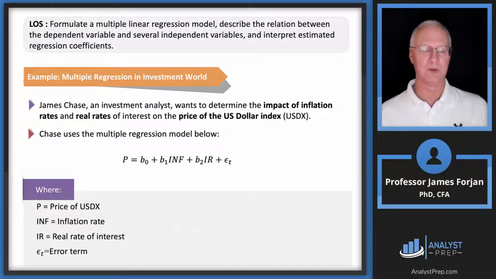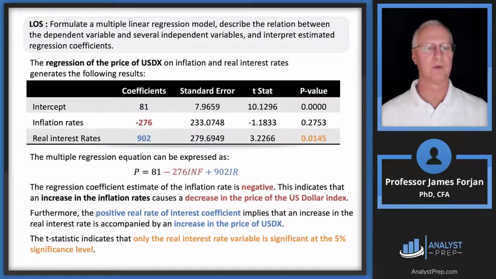So what we'll probably do here in this model is, since we can get actual inflation from the government on a monthly basis, maybe we'll just get monthly prices and monthly real rates of interest. So let's suppose we do all that and we perform a regression analysis. There are the coefficients going down the left-hand side, 81, a minus 276, and a positive 902. So what does that tell us? That there's a negative relationship between inflation and the price of the dollar. There's a positive relationship between real rates and the price of a dollar.